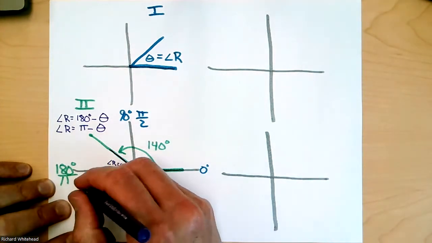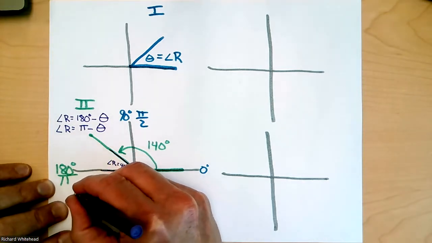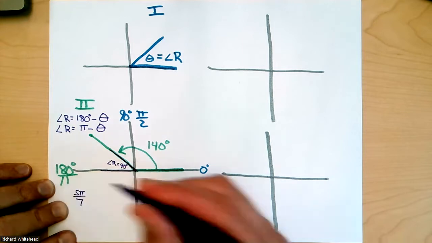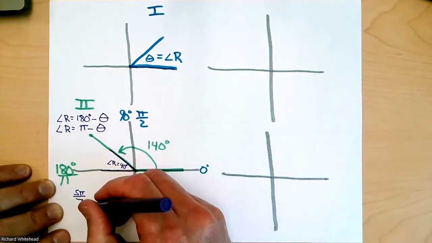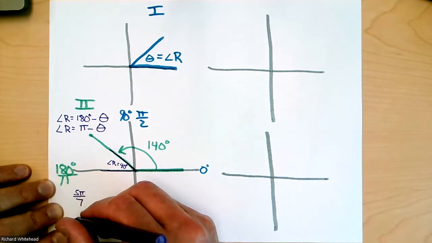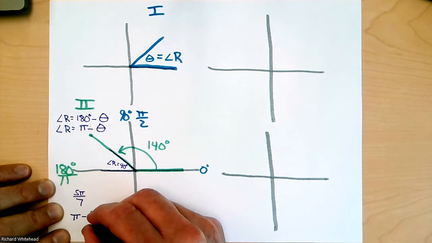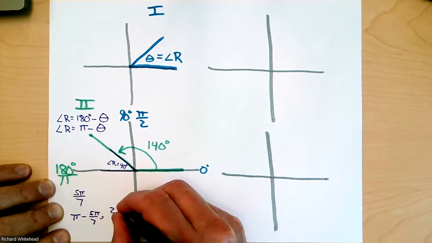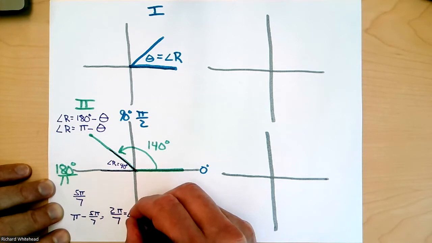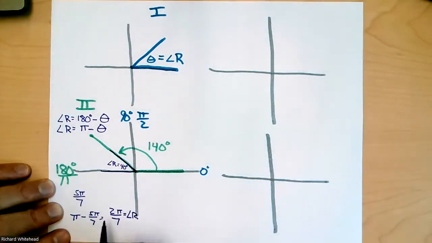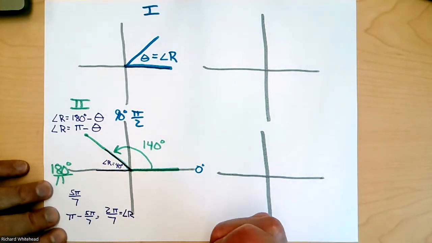Such as, what's a good one? 5 pi over 7. If that was my original angle, 5 pi over 7 is in here. So we would say, I've got to say pi minus 5 pi over 7, which is 2 pi over 7. And that's my reference angle. And I showed all this stuff when you look at the worksheets. I showed the steps on that.